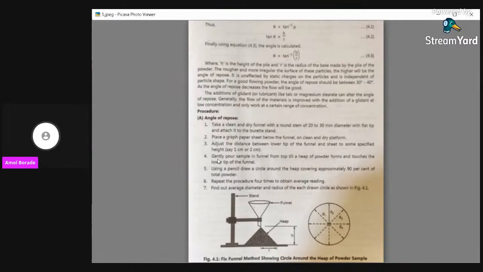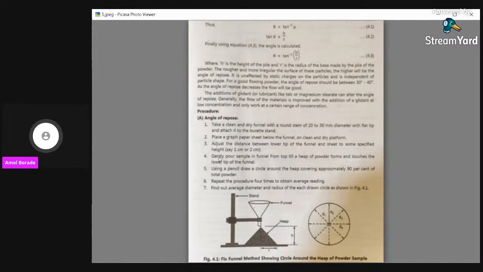Gently. Now what is to be done? We have to take the sample, simply powder. Powder only we have to take, of which we have to find out the angle of repose. We are going to find out the angle of repose of a particular powder. You can take any active powder. It may be paracetamol, it may be calcium carbonate. Ultimately, we are going to form the tablet, so we are taking the active powder.